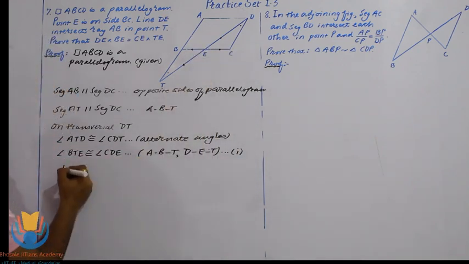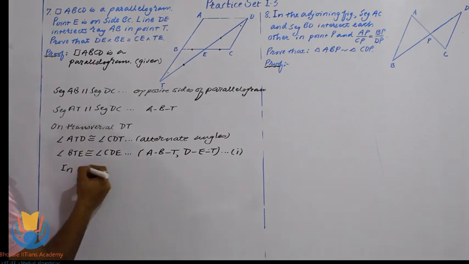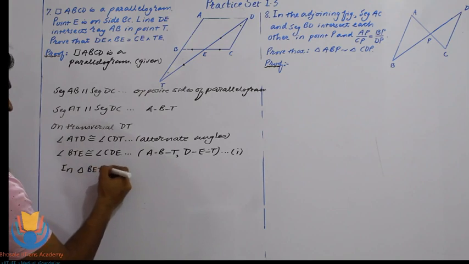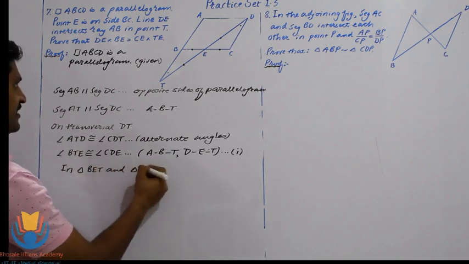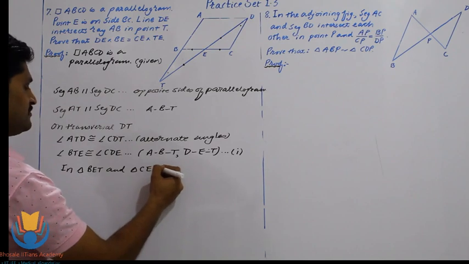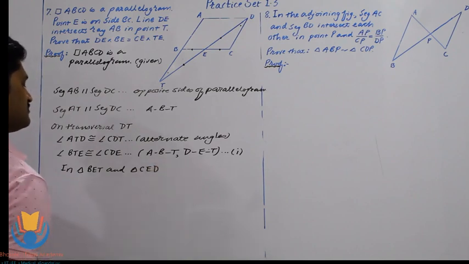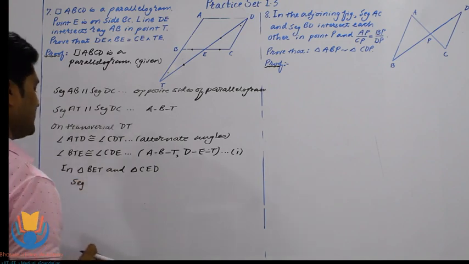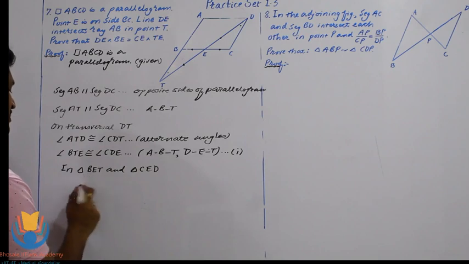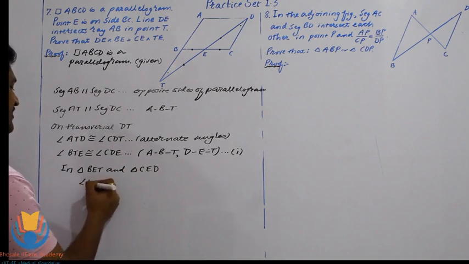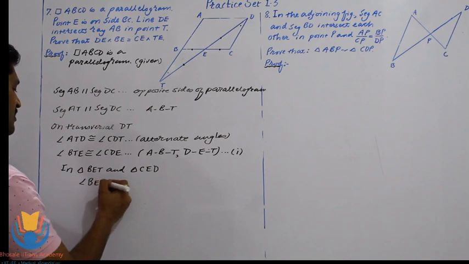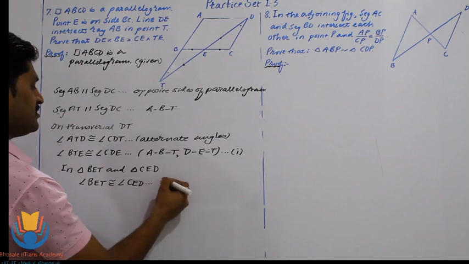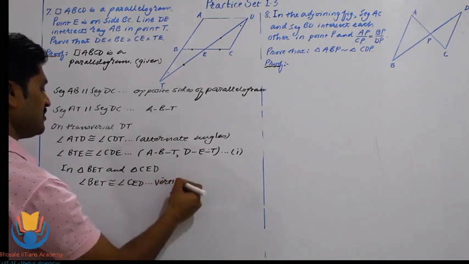So now we will take those two triangles. In triangle BET, and second triangle is CED. So we will take the first pair of vertically opposite angles. That angle is there in the name of the triangle itself. So angle BET is congruent to angle CED. So these are vertically opposite angles.